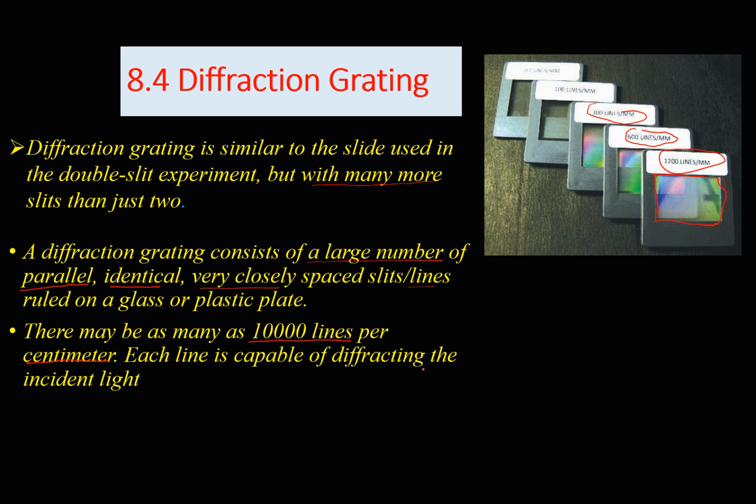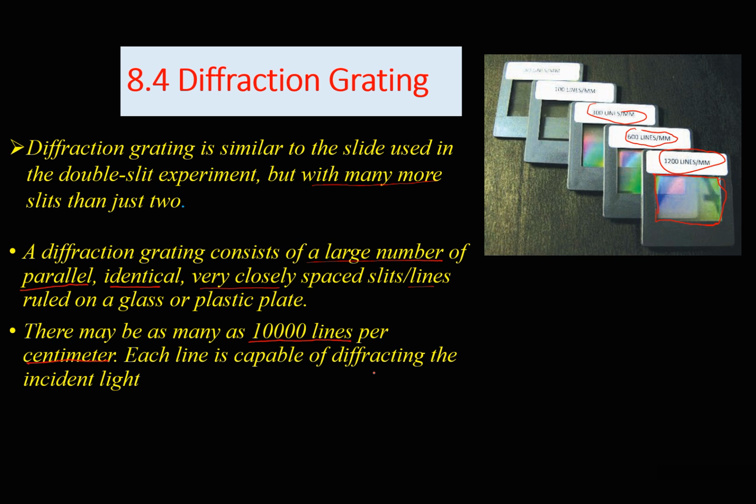And therefore, most likely what would be seen on the screen, if we had a screen, may be the image of this line, because each line is capable of diffracting the incident light so that it spreads until it reaches the screen. So we now know what a diffraction grating is in contrast to a double slit. It is like a double slit because even a double slit could be made from a plastic plate or a glass plate. So it could be like a double slit.